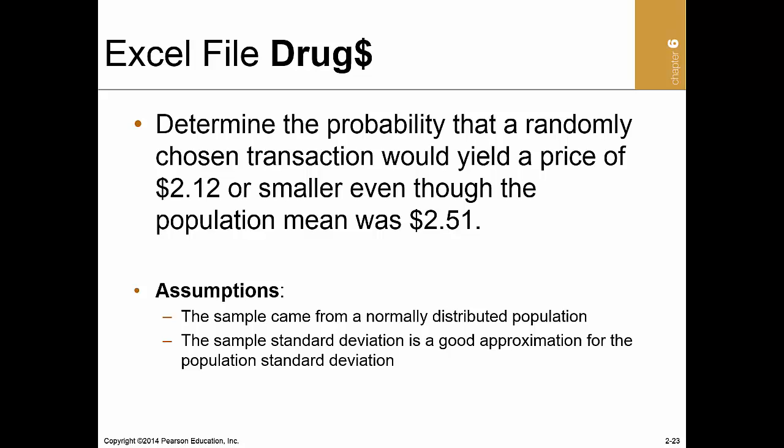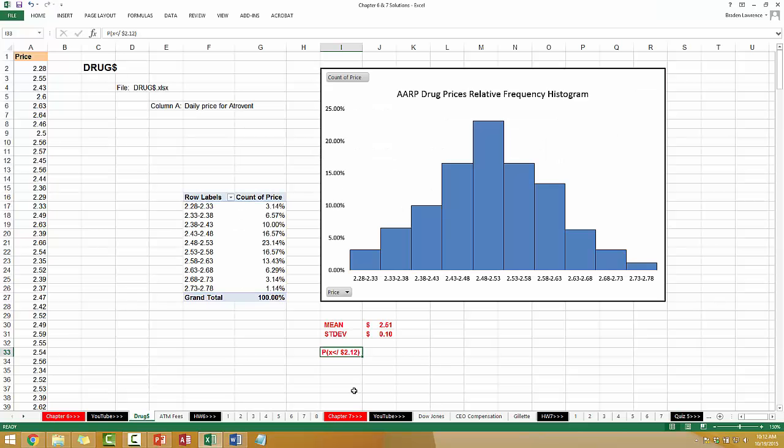So now we want to determine the probability that a randomly chosen transaction would yield a price of $2.12 or smaller, even though the population mean was $2.51. So this says we want to find the probability that x will be less than or equal to $2.12. And to find this, I'm going to use the STANDARDIZE function in Excel to find our z-value. Our x here is $2.12, and we can reference the mean and the standard deviation. So we have a z-score of -4.01.